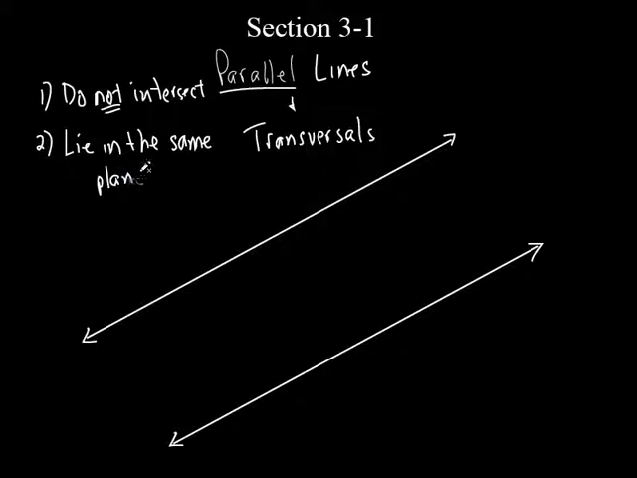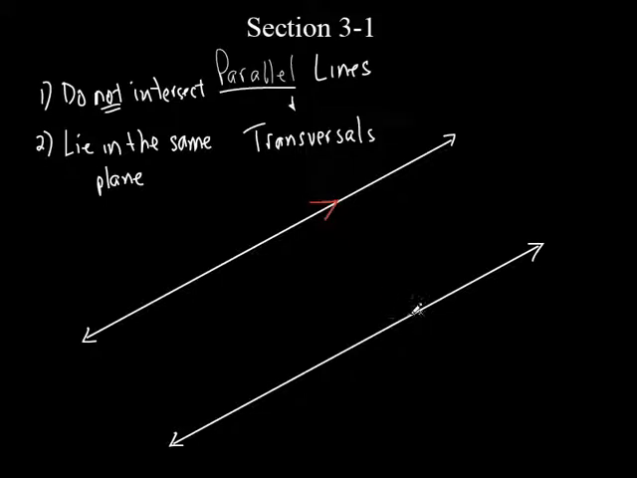Now, we've talked about what planes are and all that kind of stuff before, and I'll show you a little example here in just a minute. All right, so they don't intersect each other, and they lie in the same plane. So if these two lines will never intersect each other, then they're going to be parallel lines. Let me show you how they show you on the picture if they're parallel lines or not. All right, so I'll just show it to you.